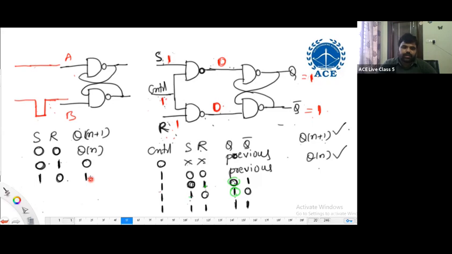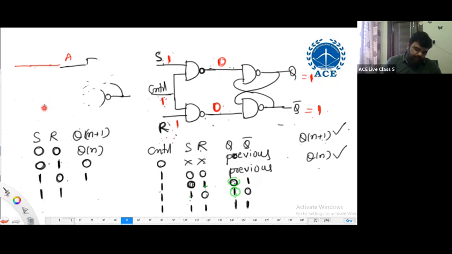That's it. Now, the last one we need to analyze. SR is 1, 1. What is Q of n plus 1? When SR is 1, 1, what is Q of n plus 1? Try to understand what I'm going to explain. What is Q of n plus 1? The statement I mentioned: stored value at Q after sensing to the inputs.